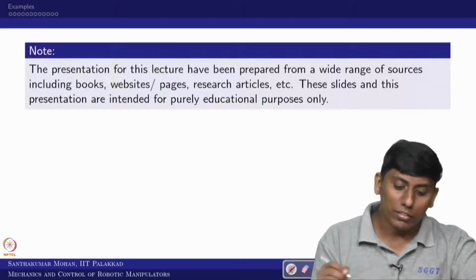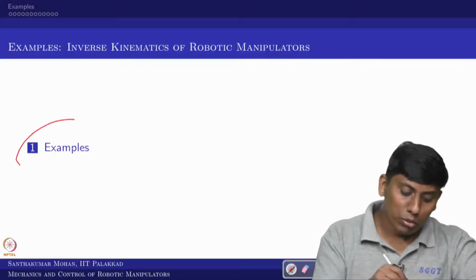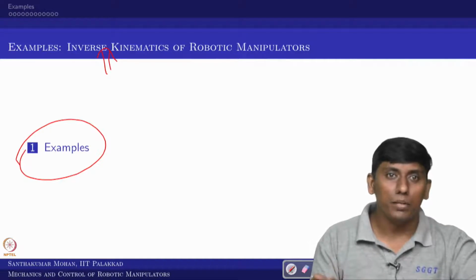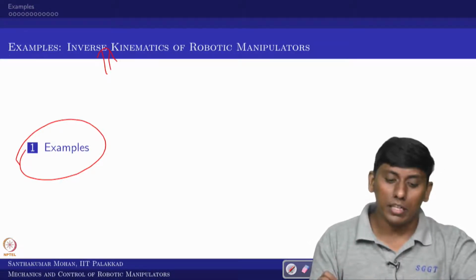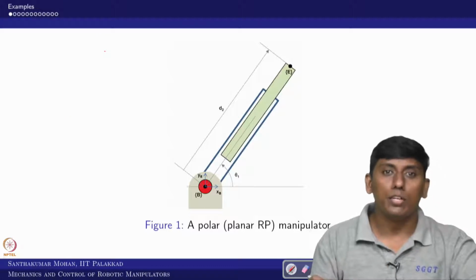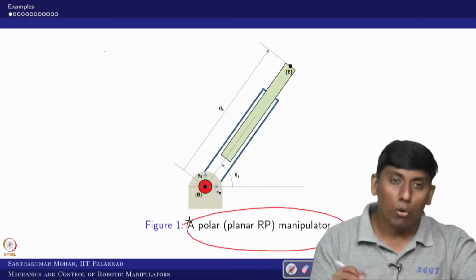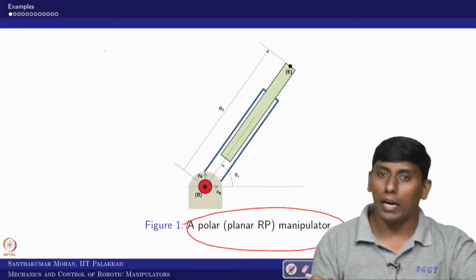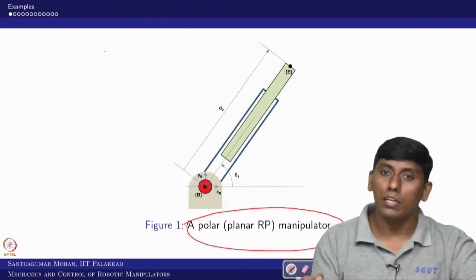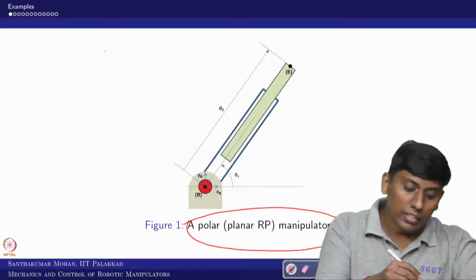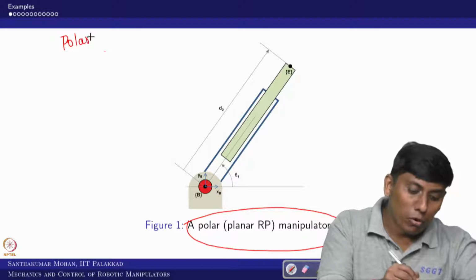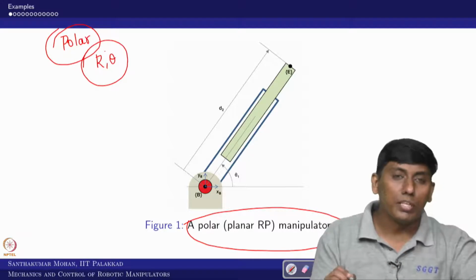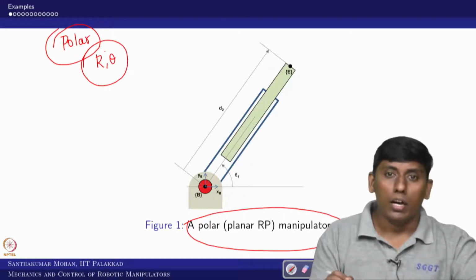Now in this particular lecture we are bounded to see some examples related to inverse kinematics. I have taken 3 such examples, and we will see how things go. First, we are taking a polar manipulator, which means a rotary and prismatic planar serial manipulator. It is called polar because it gives the polar coordinates, r and theta.